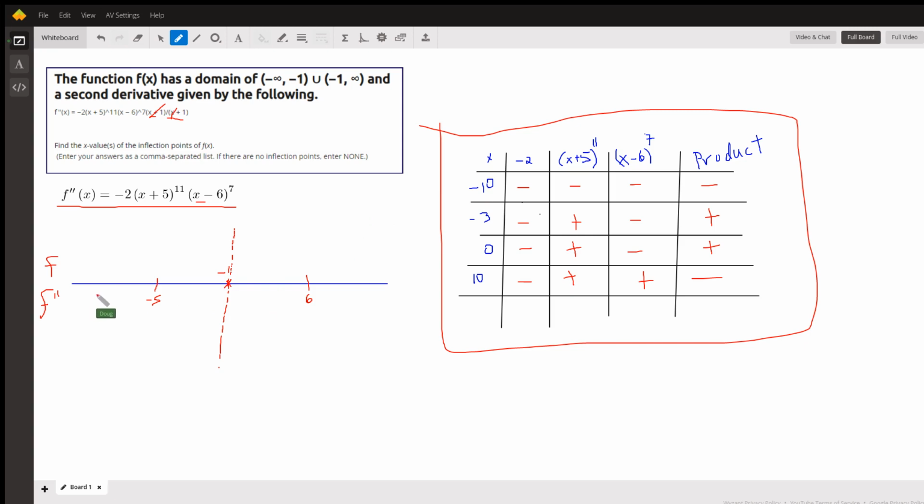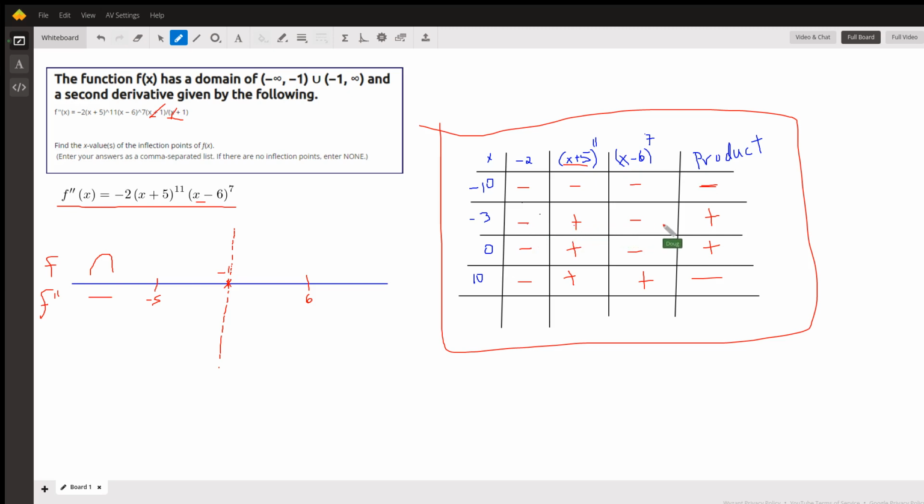So for this interval here, from -infinity up to -5, pick a -10. -2 is always negative. This factor, negative raised to the 11th power, is negative. -16 raised to the 7th is negative. So the product of three negative factors is negative. That means the second derivative is negative everywhere to the left of -5, which means the original curve is concave downward. And from -5 to -1, I chose a -3.